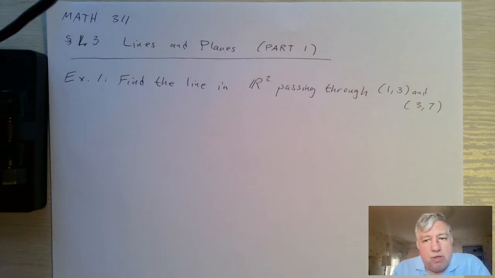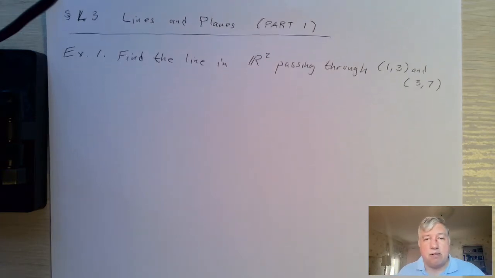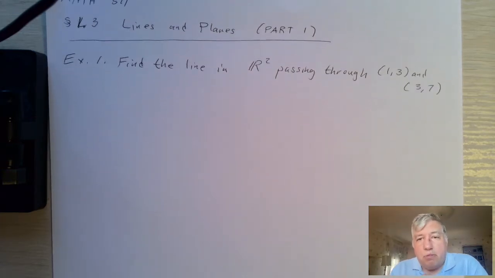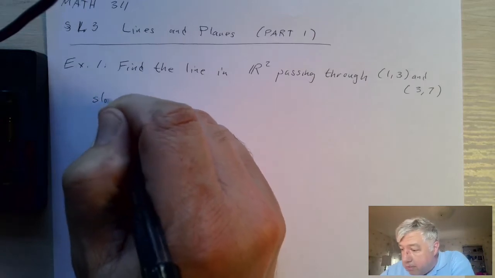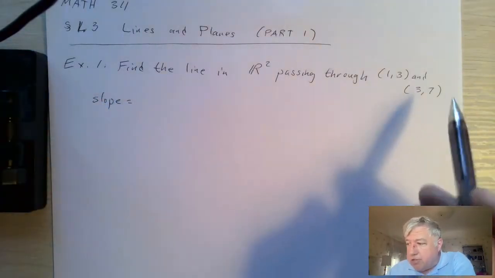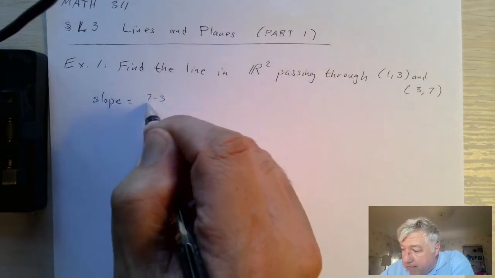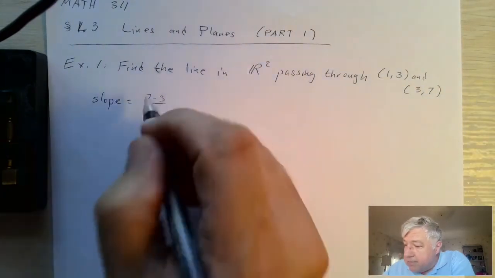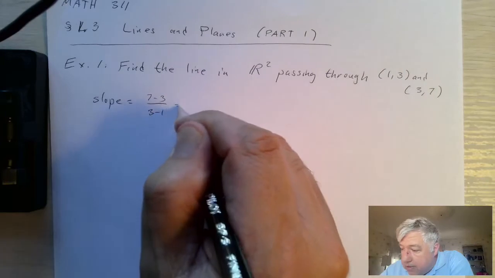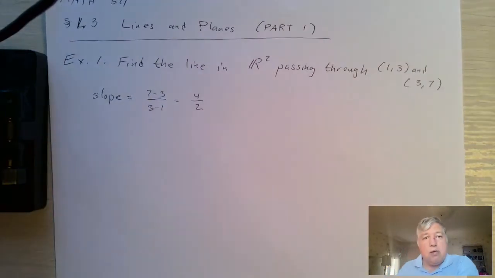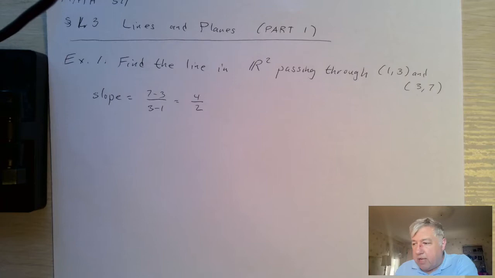I want to start with hopefully a very, very familiar example from your high school algebra class. Finding the line in R2 passing through (1, 3) and (3, 7). Hopefully you all know how to do this. You start by finding the slope, which is the rise over run, which is the change in y divided by the change in x. So this becomes 4 divided by 2. Normally in class, we would simplify this to 2, and that would be our slope.